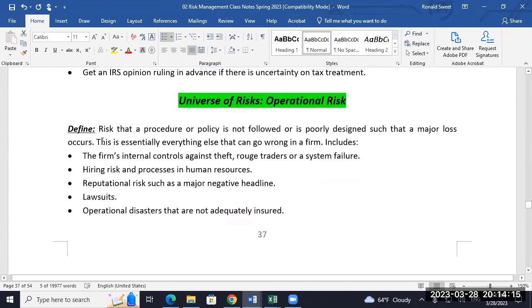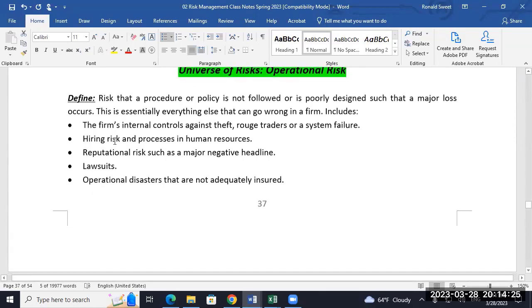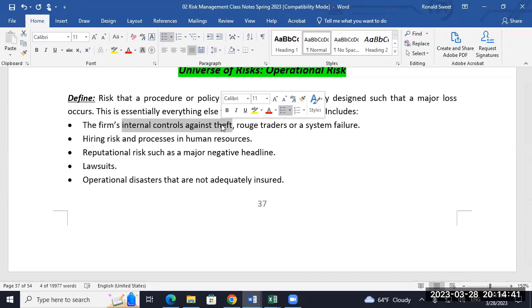All right, operational risks. Boy, this is like everything else. So here we're talking about procedures and policies. The policies are not followed or they're poorly designed. Here's where internal controls come in. This is things like Sarbanes-Oxley and those type of laws that require boards to actually sign off on the internal controls.